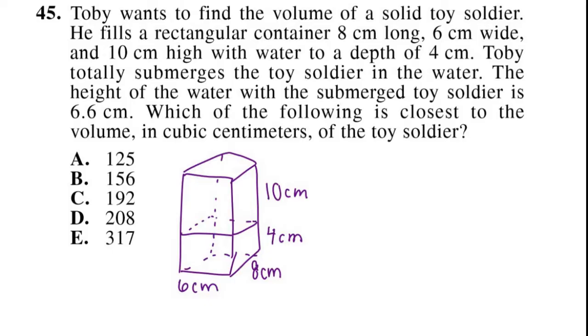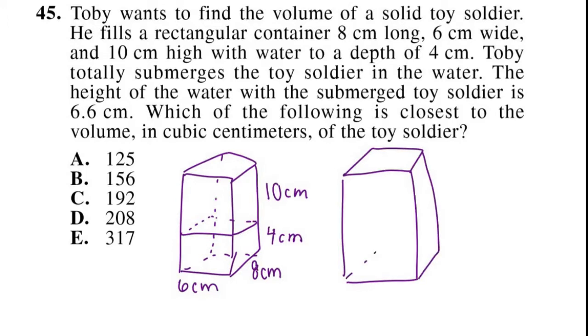The height of the water with the submerged toy soldier is 6.6 centimeters. So now if we draw another container, we'll have the same container. It'll be 6 by 8 by 10. But now our water has increased to 6.6 centimeters high. Which of the following is closest to the volume in cubic centimeters of the toy soldier?